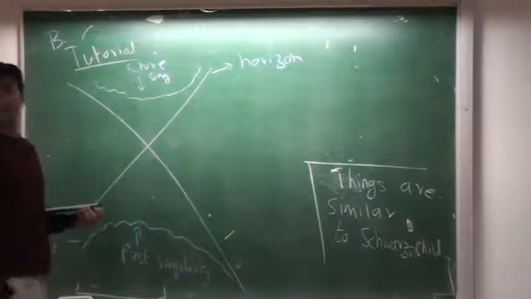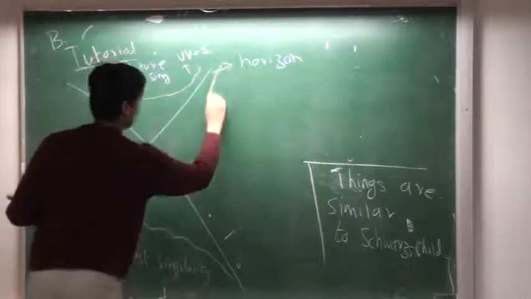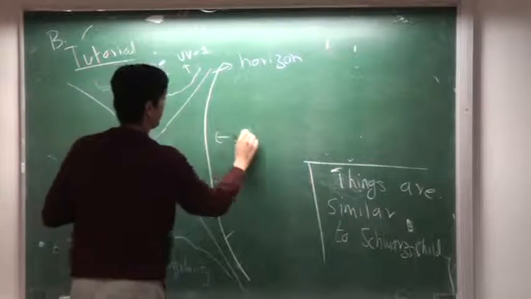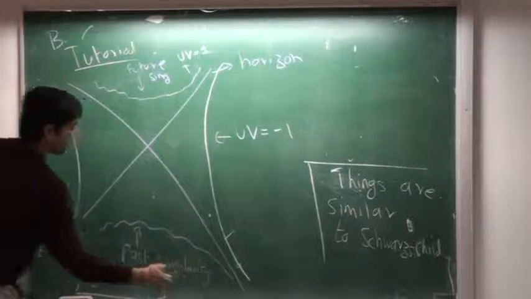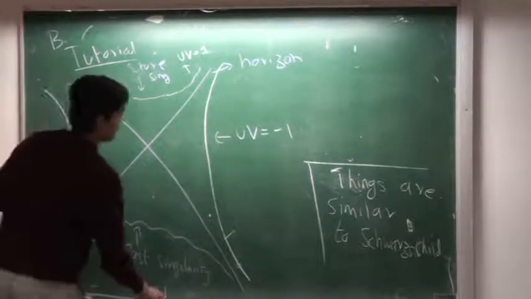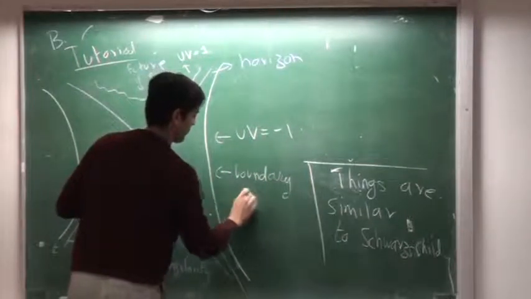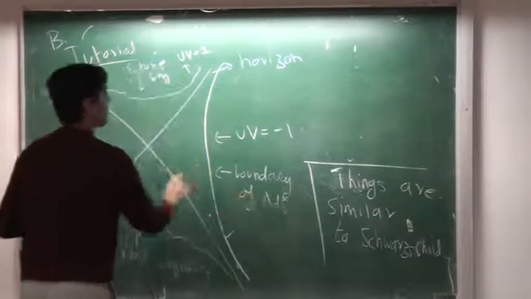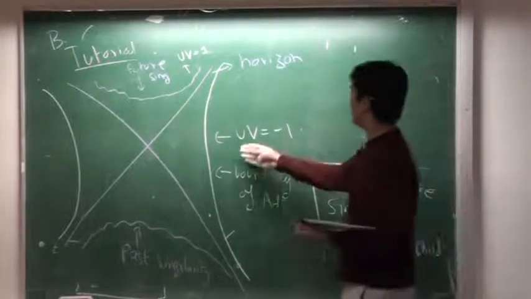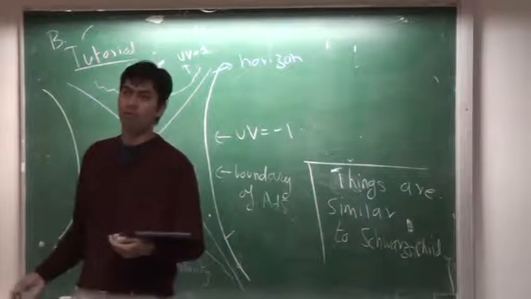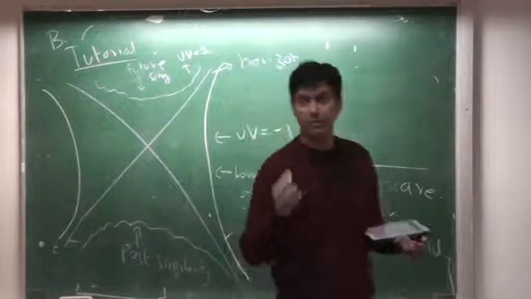This is uv equals plus 1, and then there's a boundary here, which is uv equals minus 1. And this asymptotes to the horizon. So this is called the boundary of space. The reason you get this boundary is because the space ends at r star equal to 0. In the Schwarzschild case, you had all the region to the right of this and to the left of this, but you don't have this region in the ADS-Schwarzschild case. So the ADS-Schwarzschild case is like the Schwarzschild case, except it has a boundary.